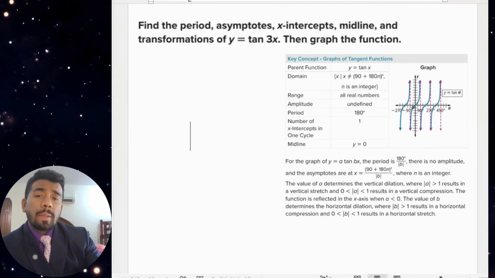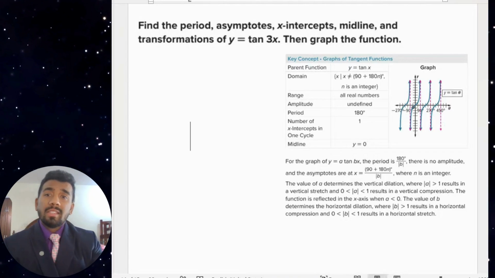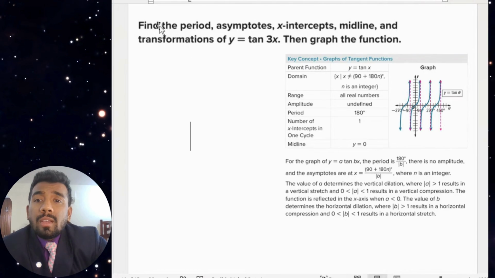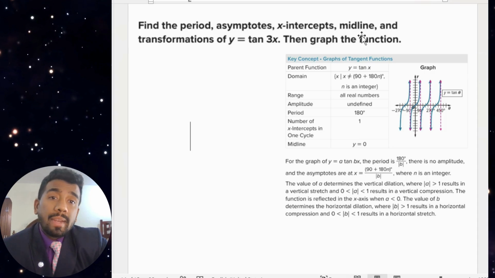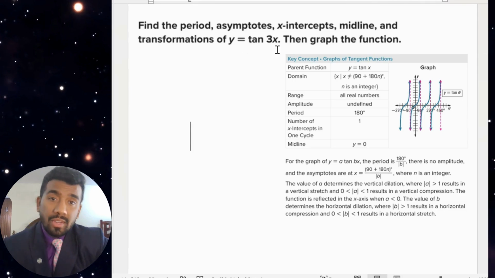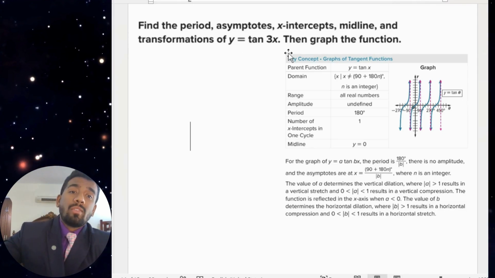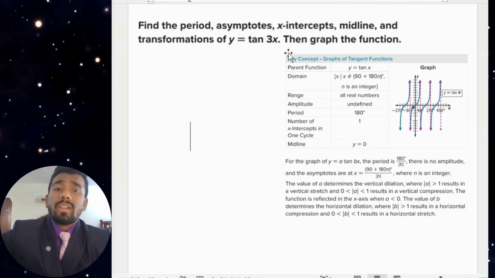This is the one which deals with amplitude and asymptotes and everything for the tan. So let's dive straight into it. We need to find the period, the asymptote, x-intercept, midline, and the transformation of the function y equals tan 3x. And then at the end, we need to graph it. It's pretty easy. Before getting into the question, there is a formula for tan.